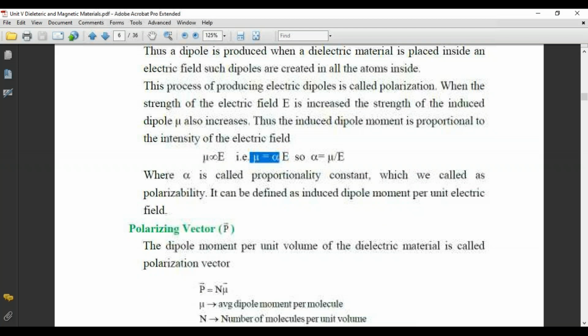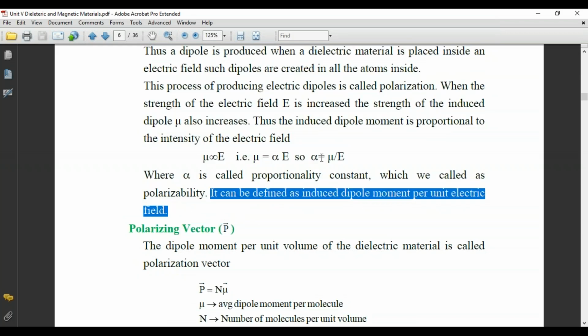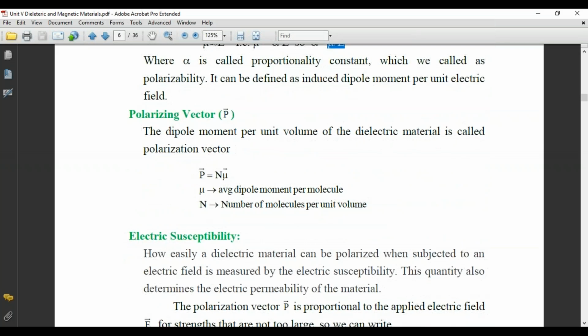polarizability. We can put it another way: we can define it as the induced dipole moment per unit electric field. That is, induced dipole moment per unit electric field is called polarizability. Next one is the polarizing vector. Dipole moment per unit volume of the electric material is called the polarizing vector.